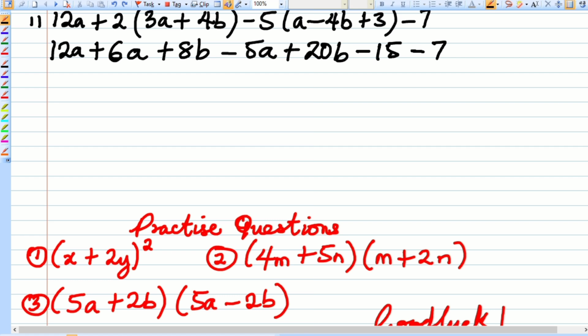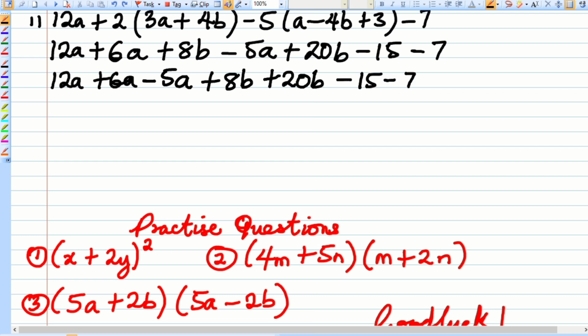So this is a very long one. Let's just collect the like terms together. We have 12a plus 6a. Another like term is what? 5a, but you see it's negative, so we're going to collect it with the sign, negative 5a. Then plus 8b, another like term there, plus 20b. Then the numbers, minus 15, minus 7.